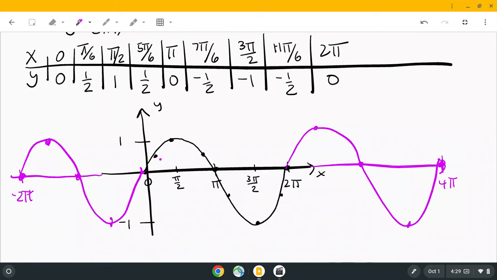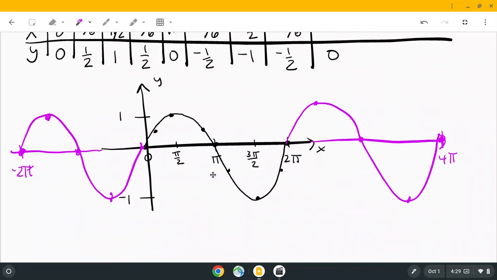Okay, so here, instead of just doing this forever and ever nonstop, we can just graph this one wave right here. This is considered one cycle. We can graph one cycle of the sine wave, and we would understand that it would repeat. Okay. All right. So let's go ahead.